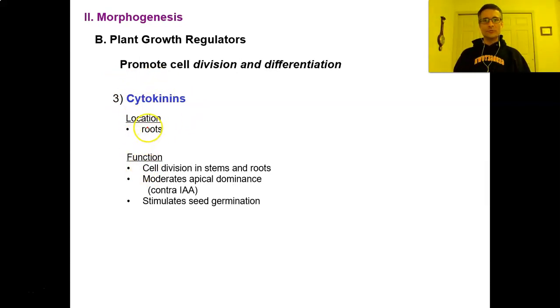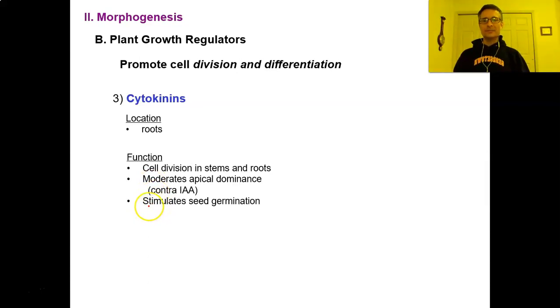They're located in the roots as opposed to in the stems, and the apical meristems in particular, of the shoots. Cytokinins are going to work in conjunction with auxins, but they're part of this tug of war, this push and pull between cells growing and cells dividing. It's often the ratios of auxins and cytokinins that are very important in plant development. So they stimulate cell division in stems and roots. They can moderate apical dominance. If more auxin increases apical dominance, more cytokinins lessen apical dominance.